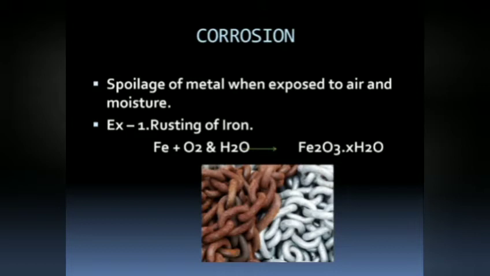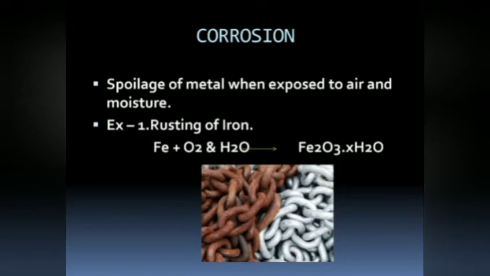So what is corrosion? Corrosion is nothing but spoilage of metal when exposed to air and moisture. Whenever a metal is exposed to air and water content, what happens? It forms rust. So this is nothing but corrosion. For example, the best example is rusting of iron.